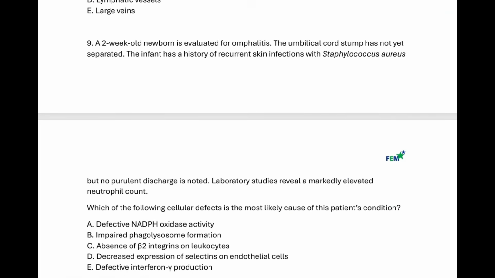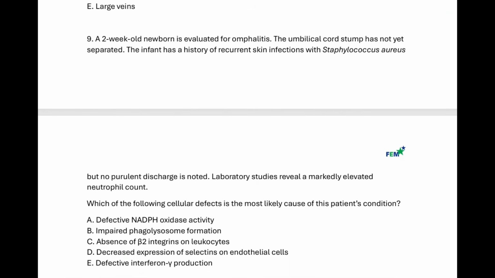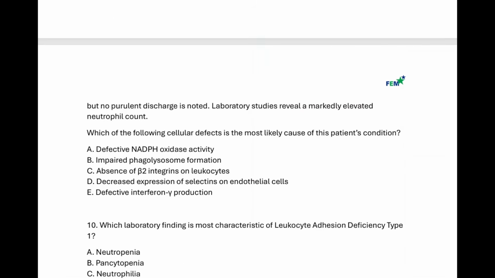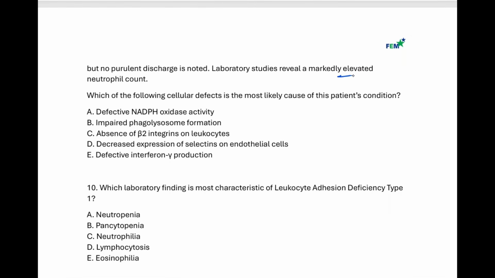Next question: a 2-week-old newborn is evaluated for inflammation of the umbilical cord, which is omphalitis. The umbilical stump has not yet separated. The infant has a history of recurrent skin infections with Staphylococcus aureus, but no purulent discharge is noted. Lab studies reveal markedly elevated neutrophil counts. Which of the following cellular defects most likely causes this condition?